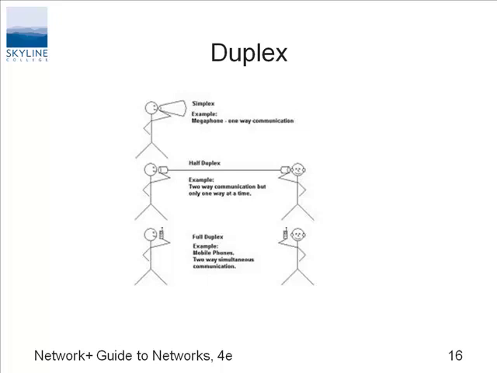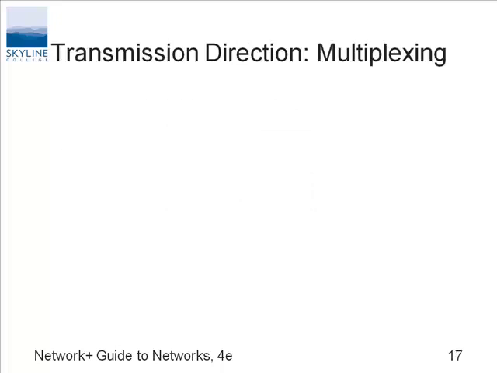Half duplex, anybody ever use those can string phones? Can you talk and you can hear, right? But can you do both of them at the same time? No. So what is that? Half duplex. So you can only do half of it. Down here, mobile phones, two-way communication simultaneously, because you can talk and receive at the same time on those things. So that would be a full duplex. Full duplex is where we really want to go with the equipment that we use.